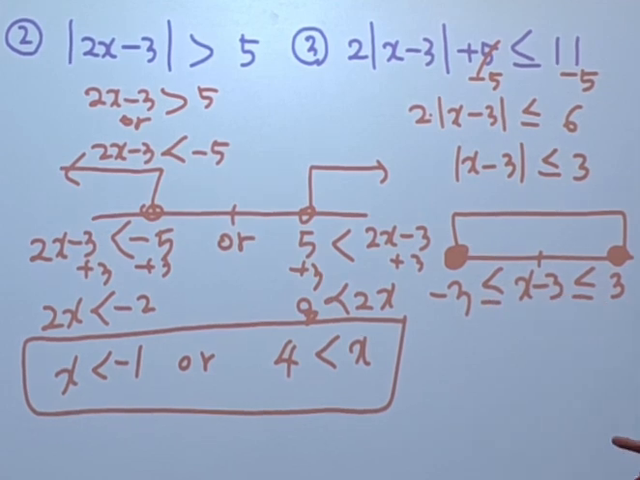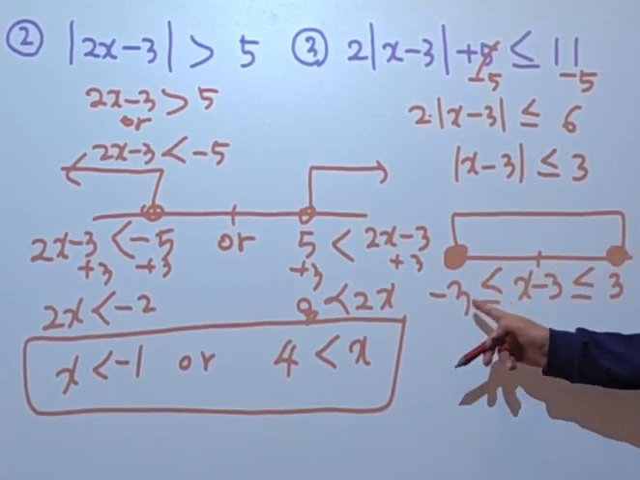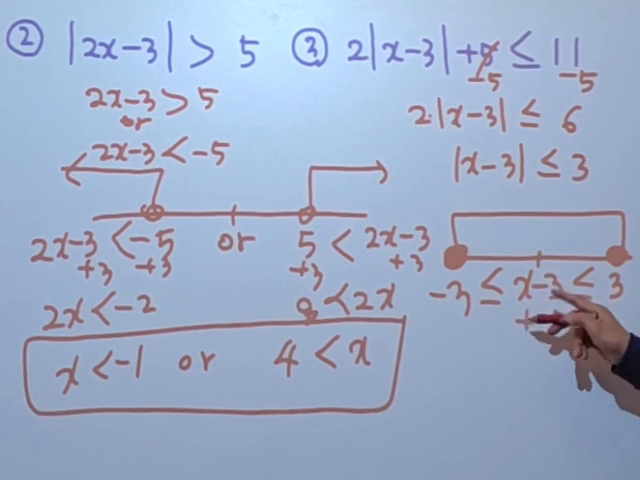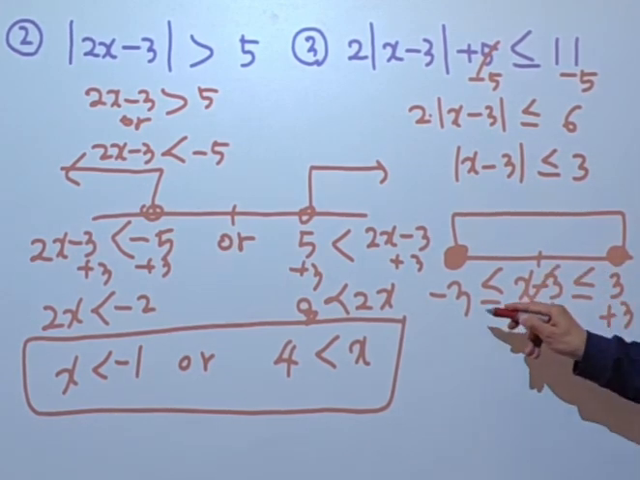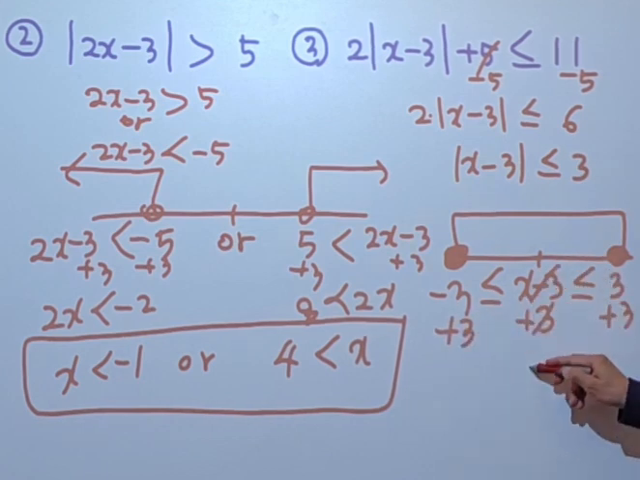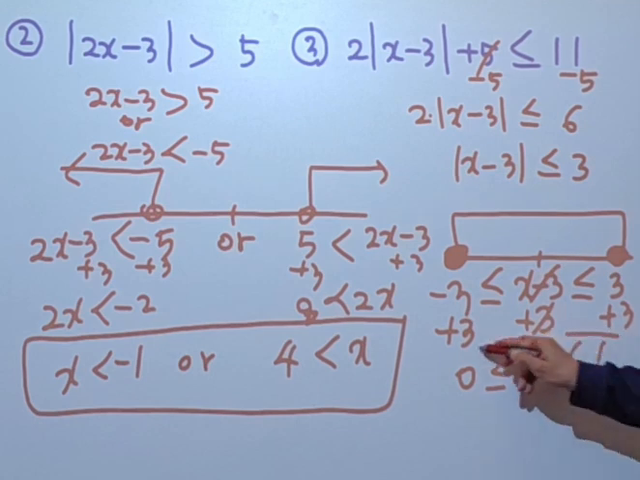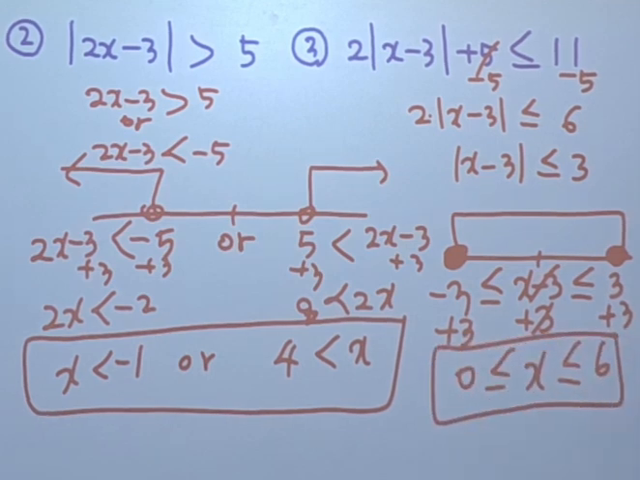Everybody got it? Now I'm going to add 3 to all parts, because to isolate this x, I add 3 here, then this cancels out, right? So I add 3 here, I add 3 here. So that cancels out. This is the middle x, this is 6, and 0. So x is bigger than or equal to 0, and smaller than or equal to 6. So that's the answer for this.